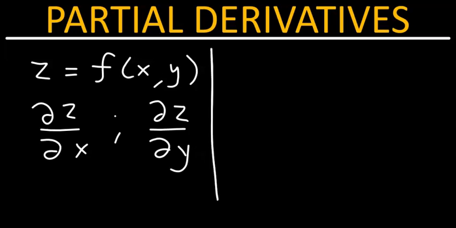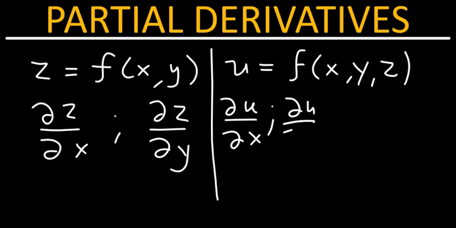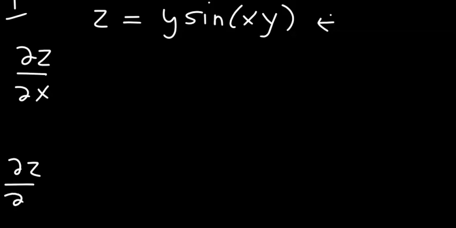Of course, there can be three independent variables. For example, let's say u, which is a function of x, y, and z. So here you can define the partial derivative of u with respect to x, the partial derivative of u with respect to y, and the partial derivative of u with respect to z. Let's look at this function. How do we calculate the partial derivative of z with respect to x and the partial derivative of z with respect to y? Let's do the top one first.